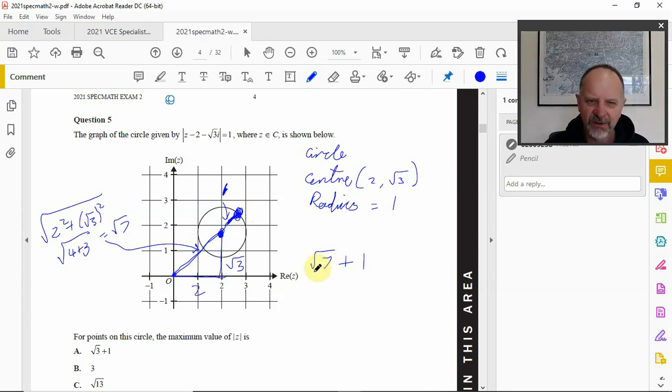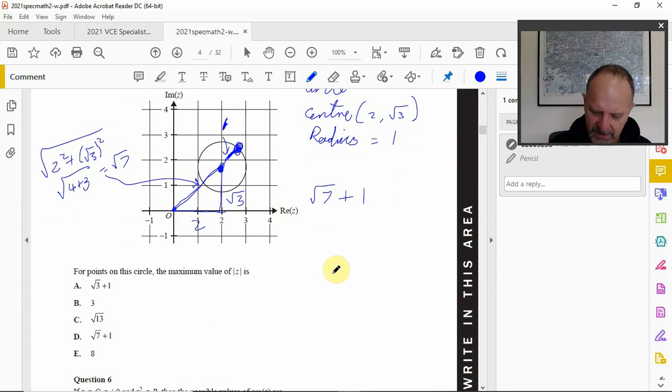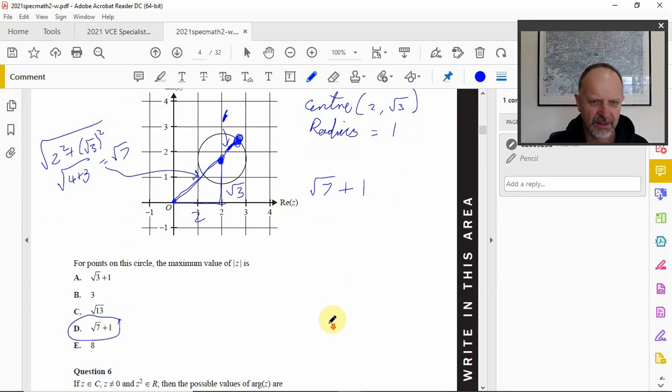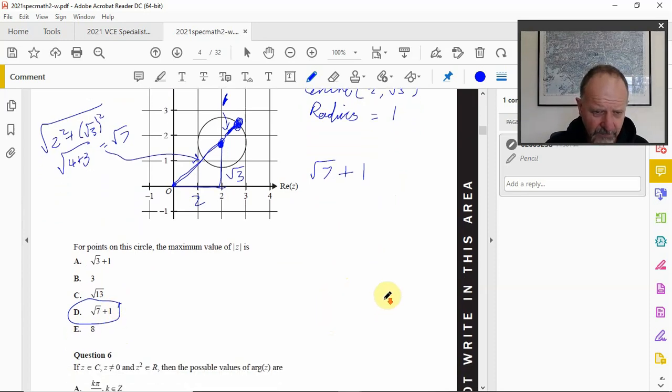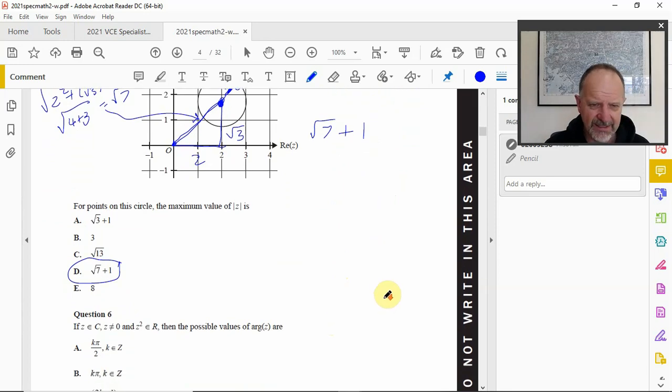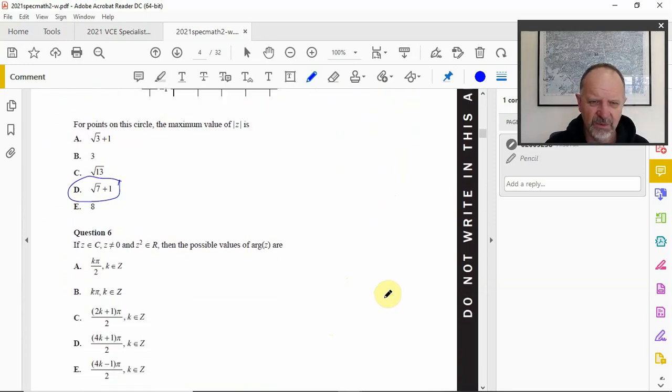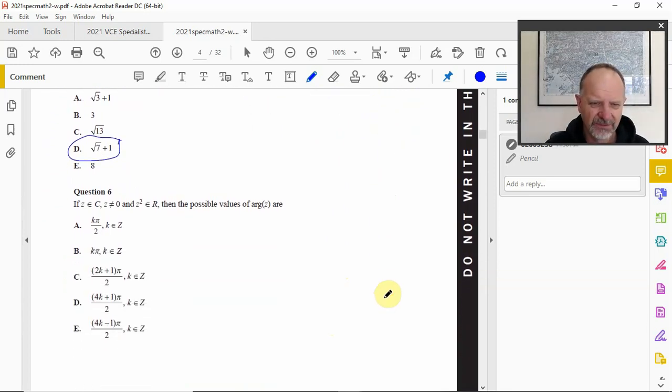And so root 7 plus 1 is alternative D. All right, so there we go. Question 6, another complex number question.